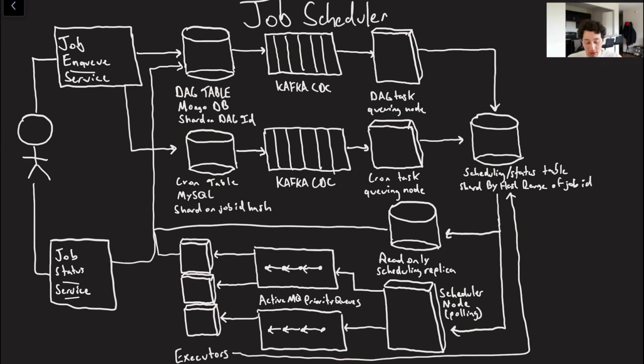So like I've mentioned, we've got one table to handle all of our DAG metadata, another table to handle all of our cron metadata. And I mentioned that when we upload a DAG or when we upload a cron, what we want to do is also schedule the first instance of that DAG run and the first instance of that cron run into our actual scheduling table over here.